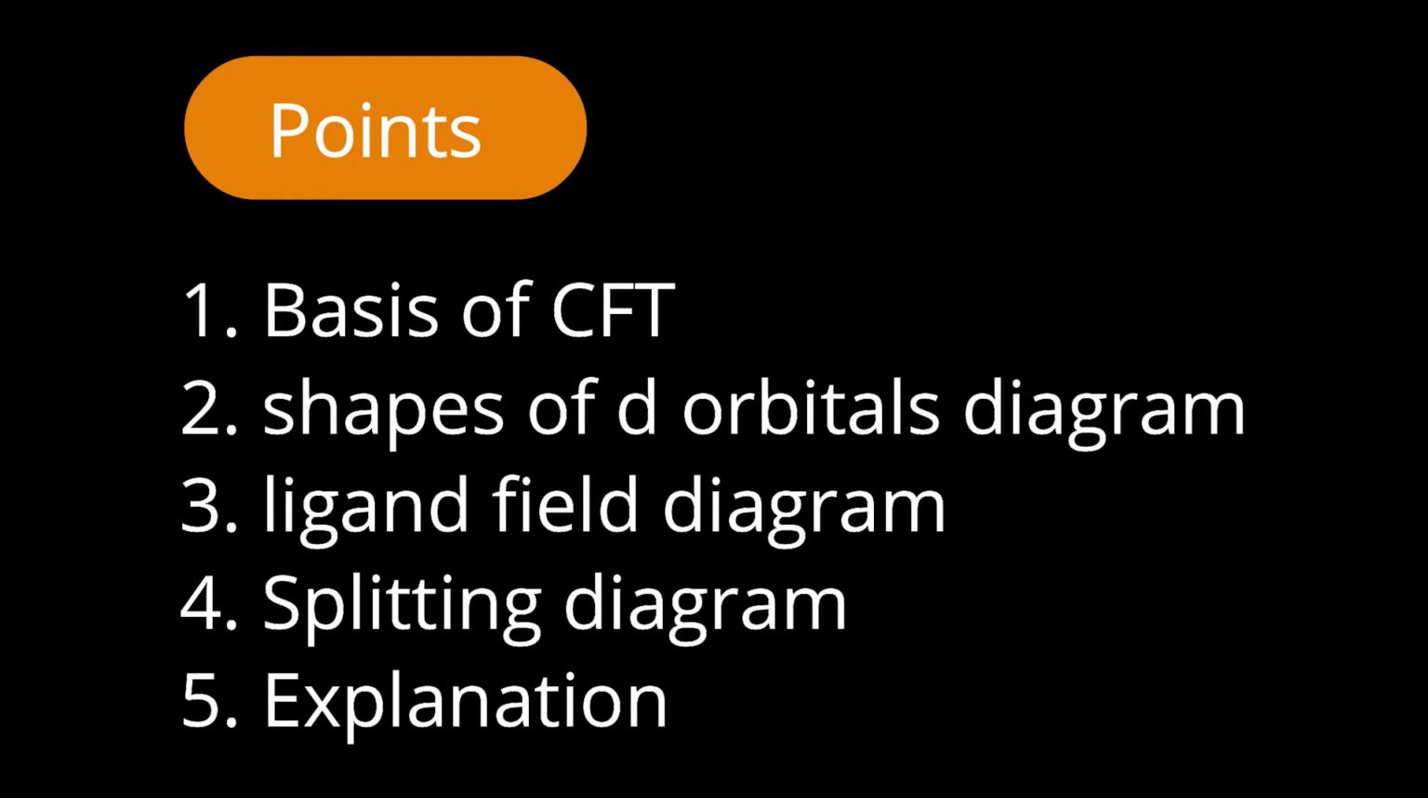The second point is the shapes of d orbitals, because splitting depends upon the orientation of these d orbitals, the directions of the lobes of d orbitals, and ligand approach. So if the shapes are clear, then only you can describe the splitting. And the third point, how exactly the ligands approach in relation to the shapes of d orbitals, we need to describe with the help of a diagram.